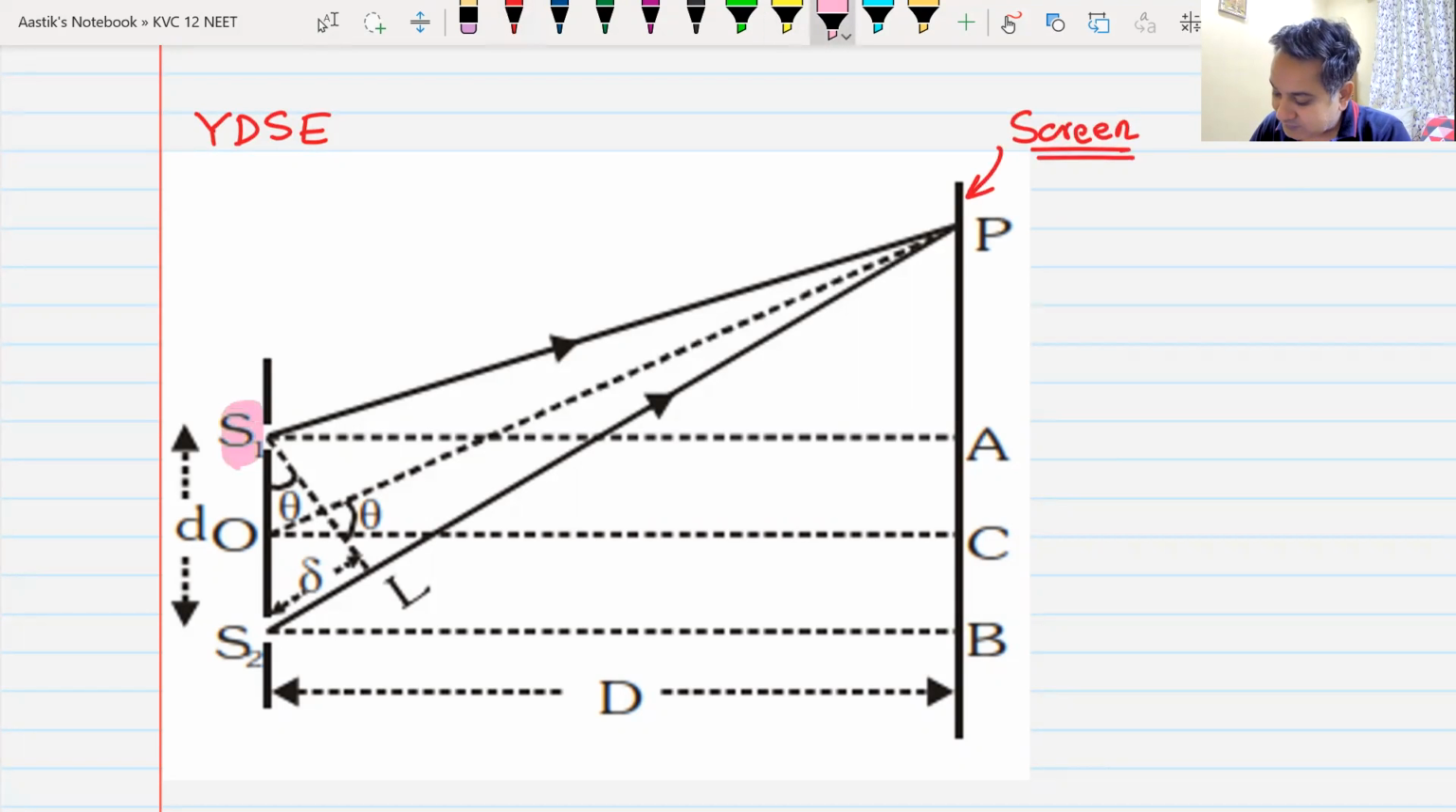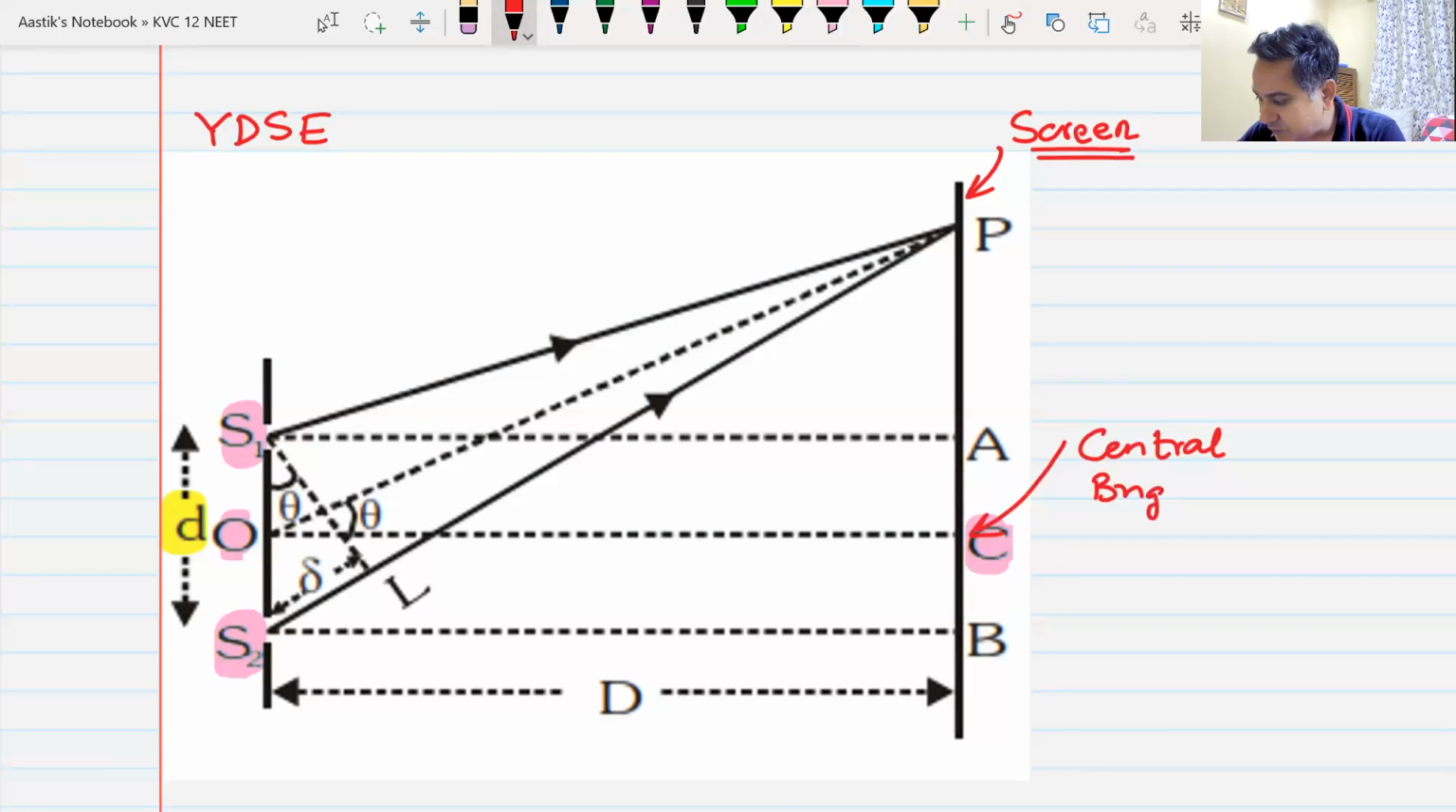These are the two sources, the daughter sources S1 and S2. Do we remember this, S1 and S2? Yes or no? Yes, sir. Okay. Then the term that you must remember is this small d. The small d is the distance between the two daughter sources. This O is the midpoint, and this C is the place where you get the central bright fringe. Yes or no? Yes, sir.